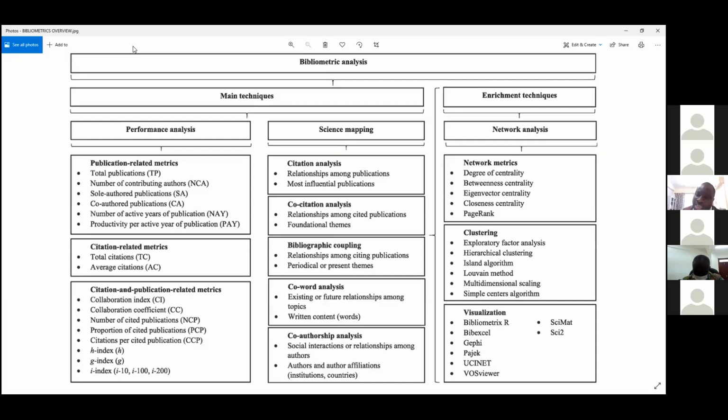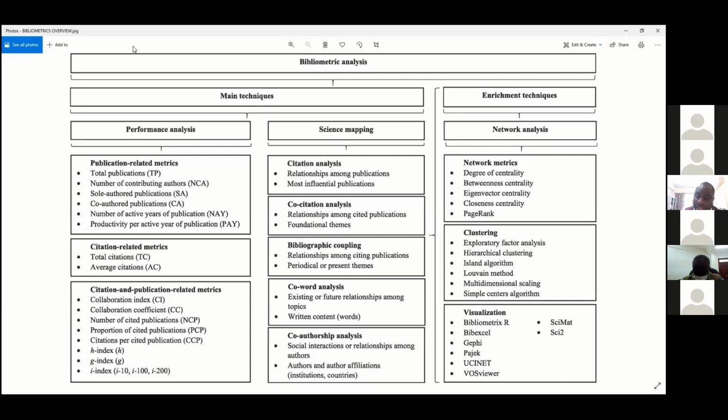Then we also have the third category, which is the enrichment techniques. There you are looking at relationships, feedbacks that you have among the groups. So you look at degree of centrality, betweenness centrality, eigenvector centrality, closeness centrality, page rank. They are all interesting metrics under network analysis. And then, of course, when it comes to the clustering, you talk about exploratory factor analysis, hierarchical cluster analysis, and many more algorithms that are there to elicit that information.